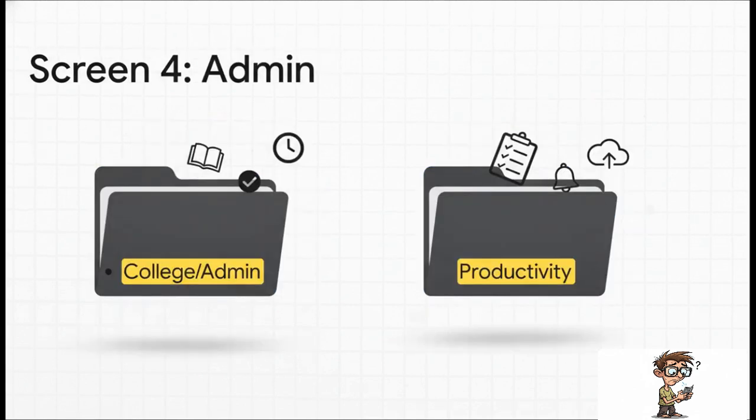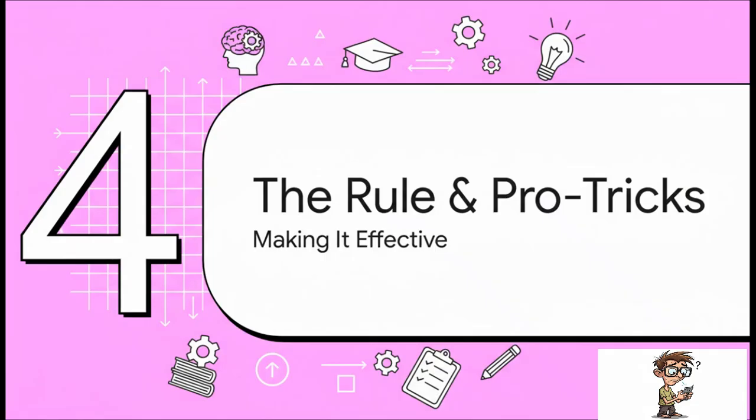And finally, we have Screen 4. This is for all the administration and general utilities. One folder is for your college-specific admin apps, you know, your LMS, attendance trackers, all that fun stuff. And a second folder holds your general productivity tools like your to-do list, reminders, and cloud backup. It's all the necessary stuff, just neatly tucked away. So, we've built the layout. But what's the actual core philosophy that makes this system work so well? Let's break down the main rule, and then I'll share a few pro tricks to really lock it all in.